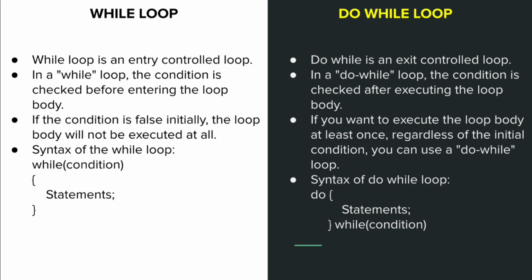And in do while, if the condition is false, it will run at least once. Or you can write this one also: if you want to execute the loop body at least once, then we can use a do while loop. And the syntax of while is: while condition and statement, and the syntax of do while is: do statement, then while condition. So this is the difference between while and do while loop.